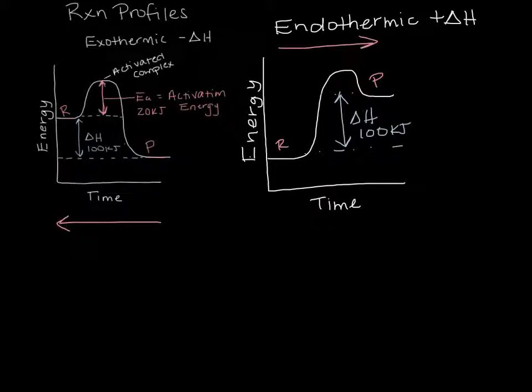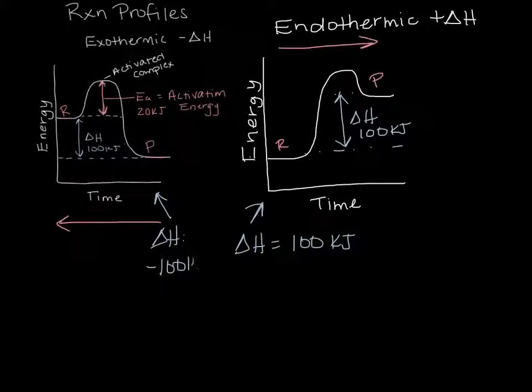But if a question asked me what is the delta H for this reaction, for my forward reaction in this graph, my delta H would be 100 kilojoules. If it asked me for the delta H of the forward reaction in this graph, my delta H would be negative 100 kilojoules, with the negative denoting that it's an exothermic reaction.